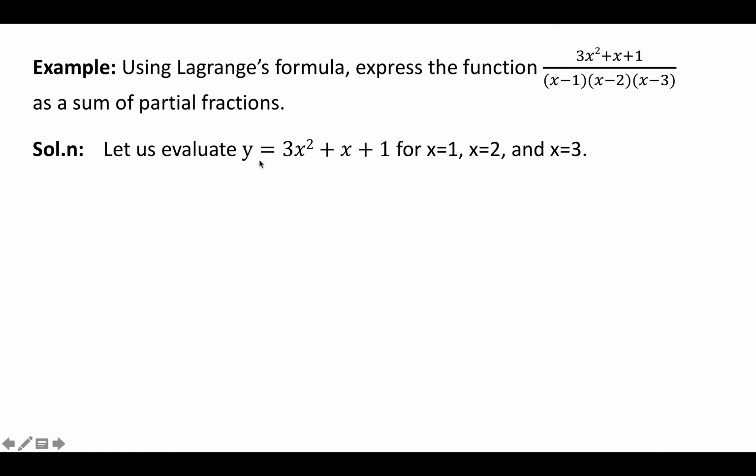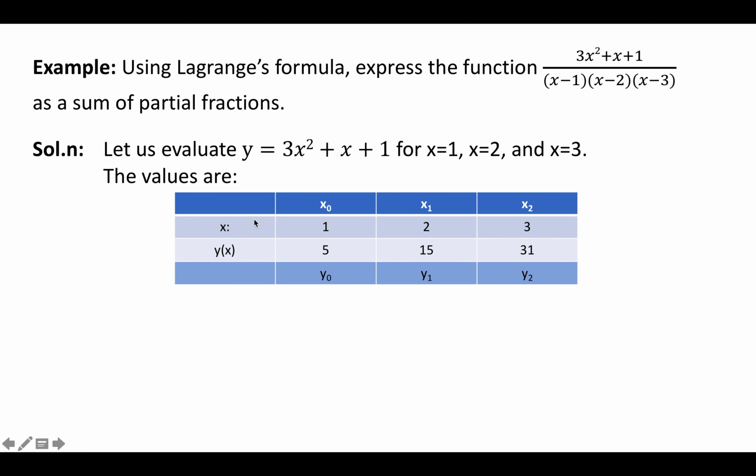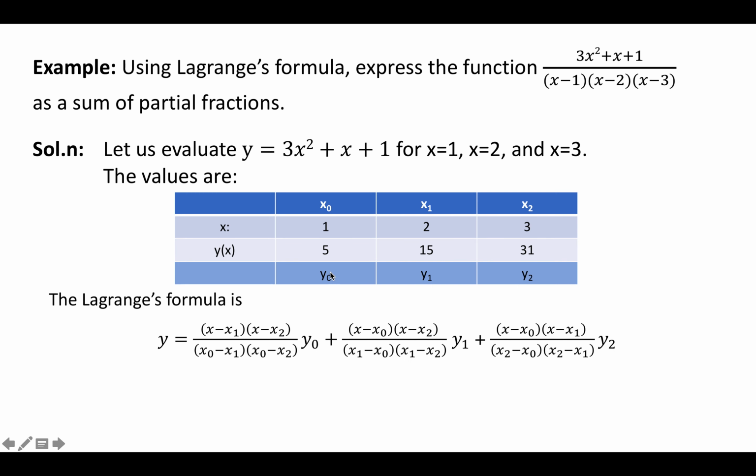Let us evaluate. Consider y is equal to 3x squared plus x plus 1. Now for x is equal to 1, 2 and 3, we make a table: y of x becomes 5, 15 and 31 for the respective x values, denoted as x0, x1, x2 and y0, y1 and y2. Now the Lagrangian formula for n up to 2 is (x minus x1)(x minus x2) divided by (x0 minus x1)(x0 minus x2) into y0, plus the other 2 terms similarly.